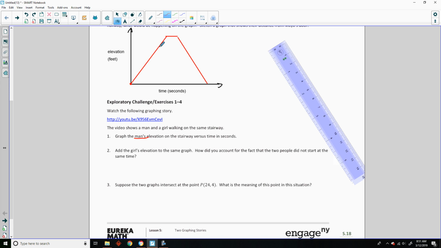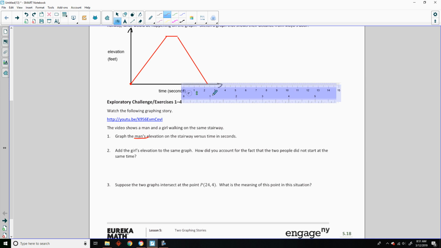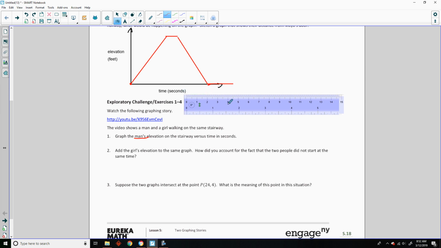He started on the first floor at time 0. He climbed the stairs for a period of time, and then for a period of time he was upstairs, and then for a period of time he was climbing down the stairs again until he got back down to the first floor. And then the girl was still walking up the stairs, so what would happen to his height or elevation at that point? It would have flattened out. So this is what his graph would have looked like. He came down and then he was on the first floor for a period of time.